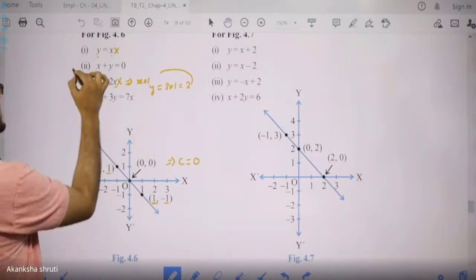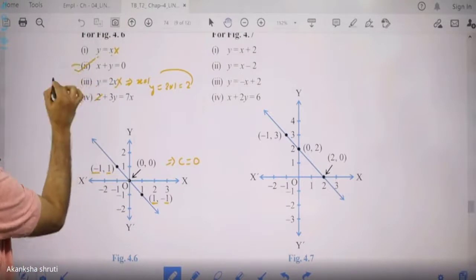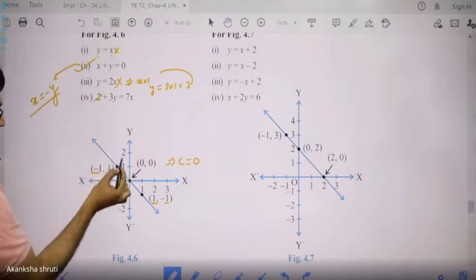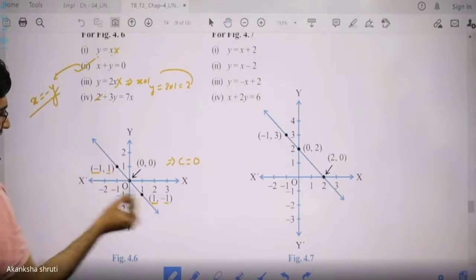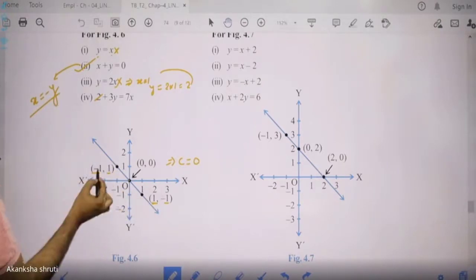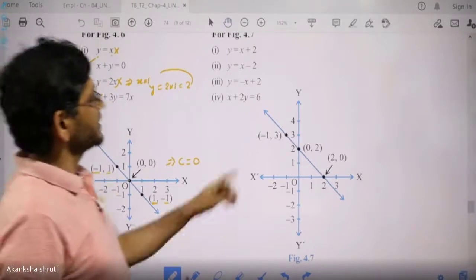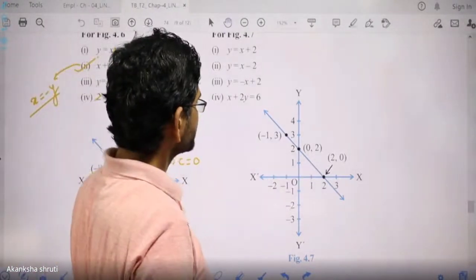So which option is left? It is this one. It is obviously representing the equation x equals minus y. Once x is positive, y is negative, or if y is positive, x is negative. So it is this second one. Students, similarly, we have to search for this one.